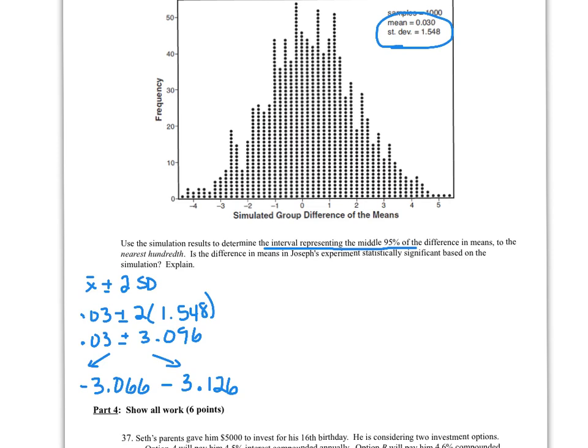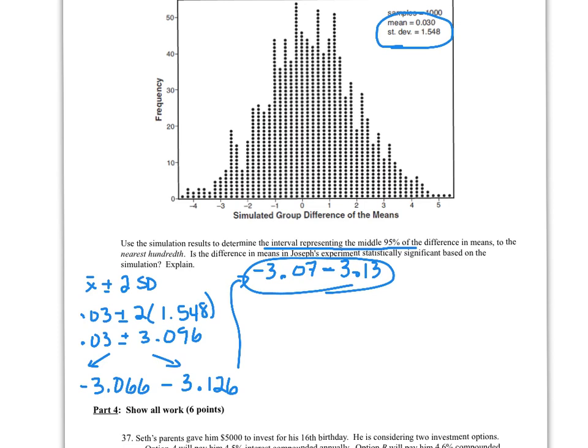So I'm just going to, where am I going to put this? I'll put it right up here. So to the nearest hundredth, that would be negative 3.07 through 3.13. So there's your interval that represents the middle 95% of the difference in means. Okay, now let's read the next question.